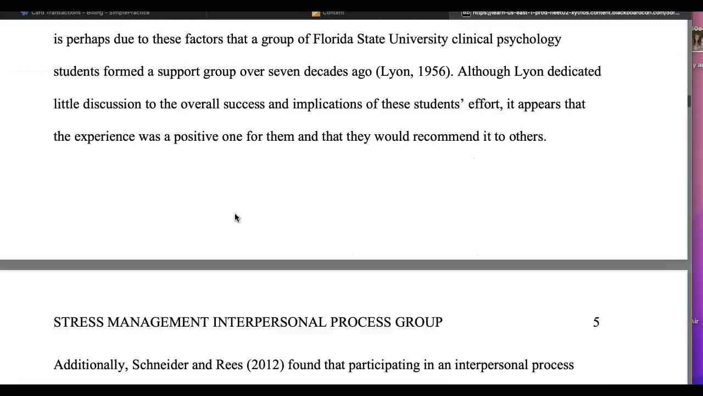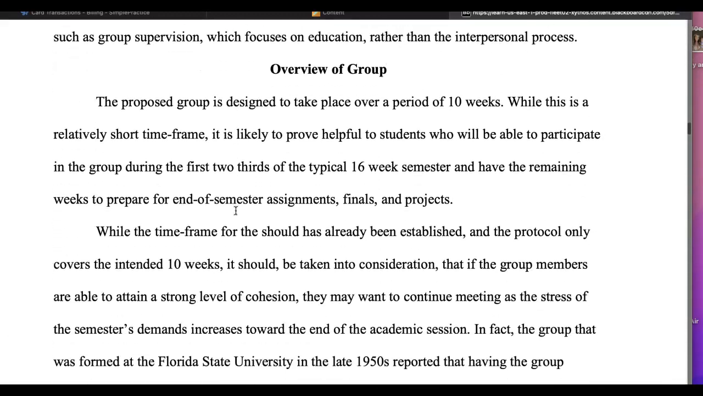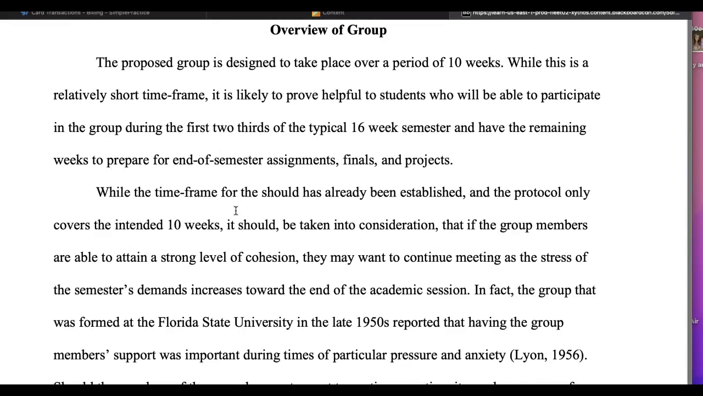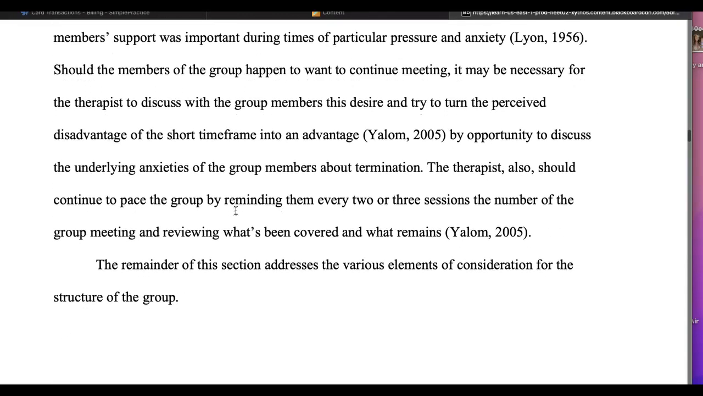And then what I'm trying to get to though is the overview of the group. It's a hypothetical group. You could be basing it off of something you're already familiar with or something you've done very clear research on, like a very standard protocol, which is fine. Or it could be a hypothetical situation, like if you were to do a stress management group, how long you would run the group for. So this is the overview of what the group should be.